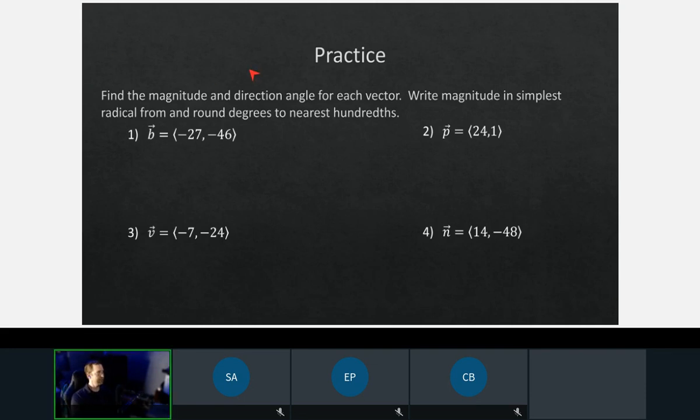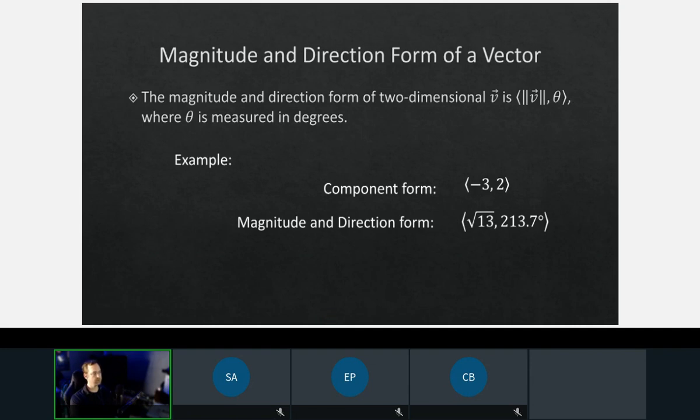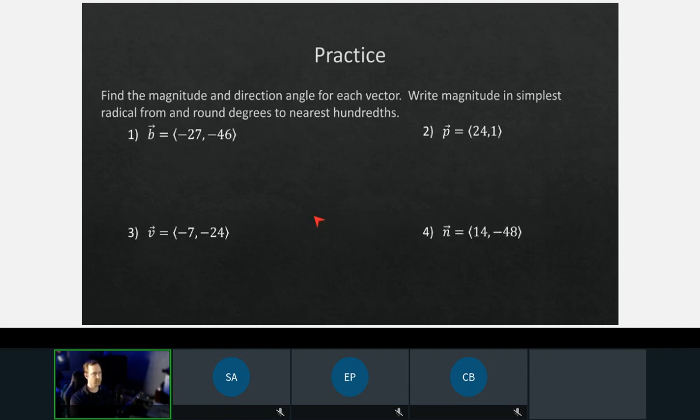All right, so given these component forms of vectors, we want to convert these into magnitude and direction form. Or is it direction and magnitude form? Does it really matter, the wording? Magnitude and direction form, okay. And we want to round the degrees to the nearest hundredths, which is how many places? 2 places, yep. So go ahead and write these 4 problems down real quick.